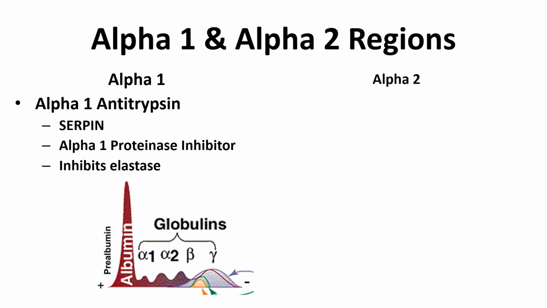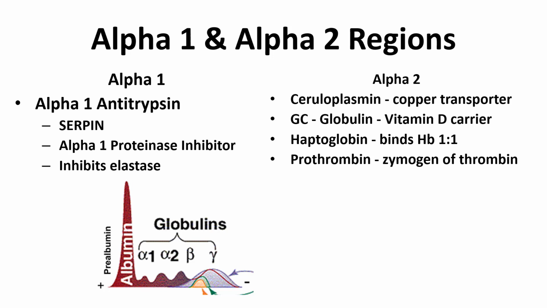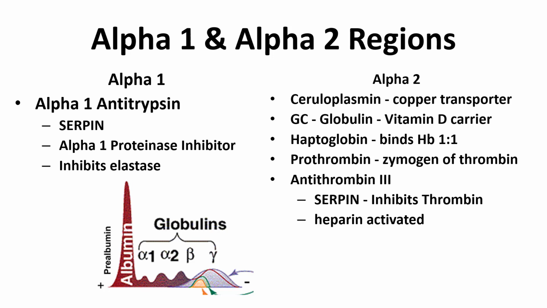So you want to keep this protease under control. And then in the alpha-2 region, we have ceruloplasmin, which is a copper transporter. We have GC globulin, which is a vitamin D carrier. We have haptoglobin, which binds hemoglobin one-to-one. We have prothrombin, that's a zymogen of thrombin, which I've mentioned previously. We have antithrombin III, which is another serpin, and it inhibits thrombin and some other clotting factors, but it has to be activated by heparin, or by things like heparan that's found on the surface of our endothelial cells.